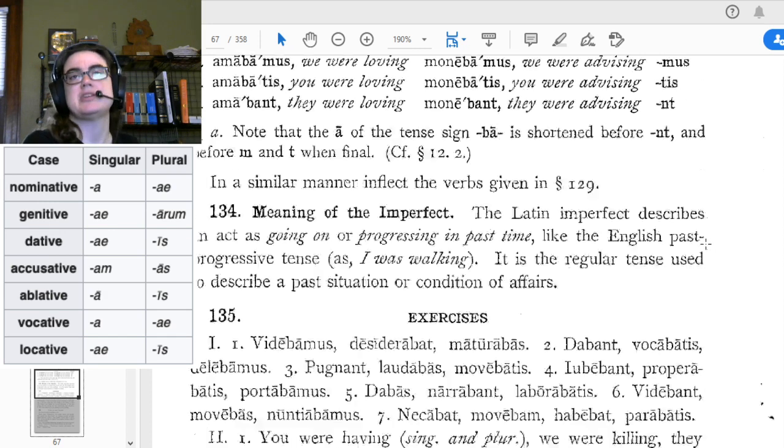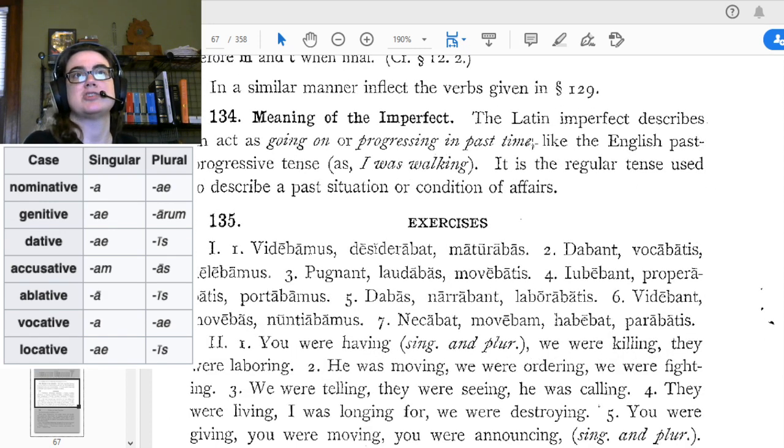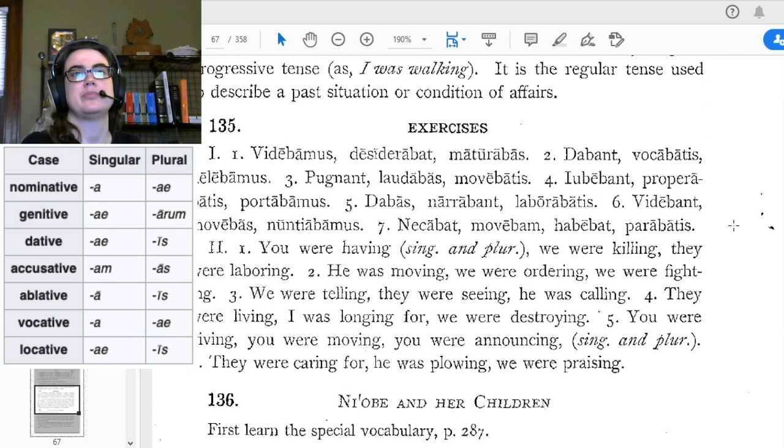Meaning of the imperfect. The imperfect describes an action as going on or progressing in past time, like the English past progressive tense, I was walking. It is the regular tense used to describe a past situation or condition of affairs.